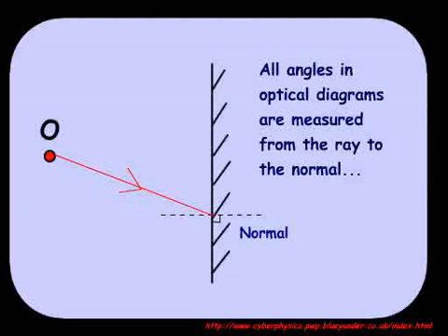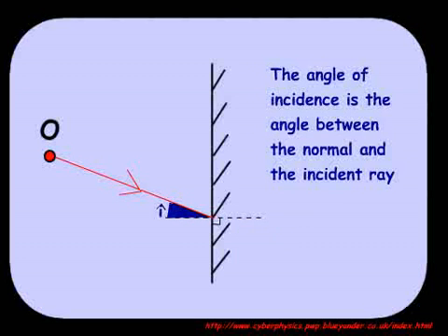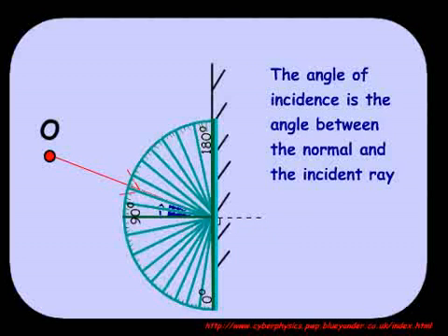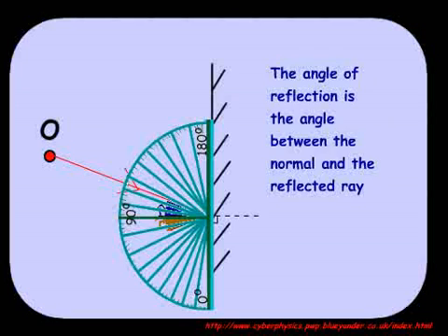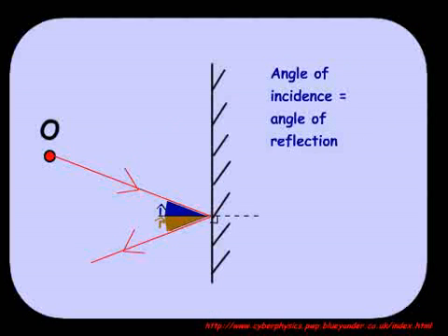If we were going to construct the reflected ray for this incident ray, we would have to carefully measure the angle of incidence and carefully construct a reflected ray so that the angle of reflection equaled the angle of incidence. That is tricky, and we're not going to do that.